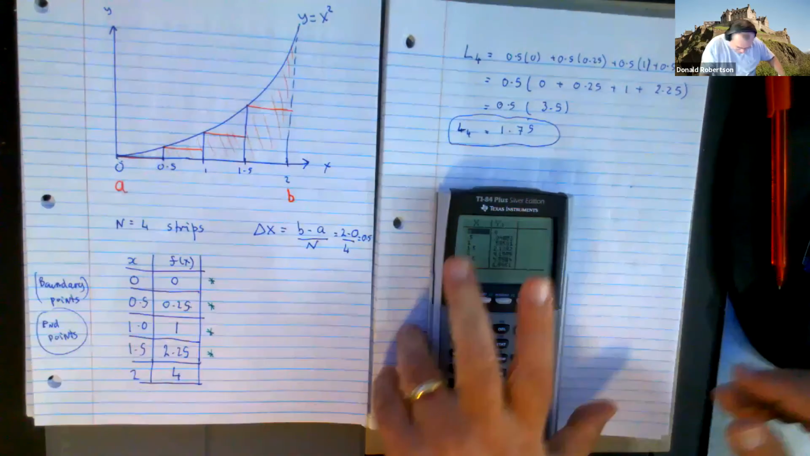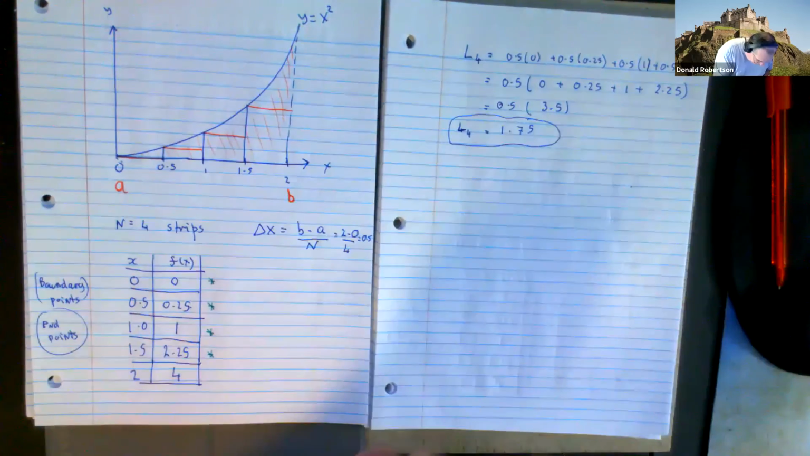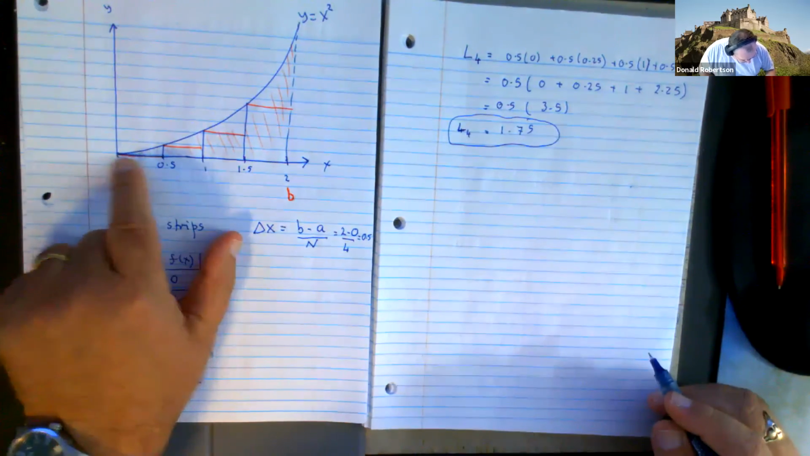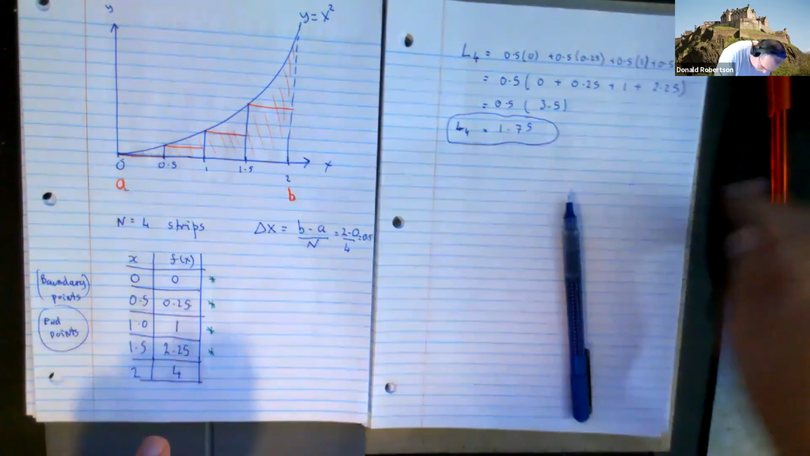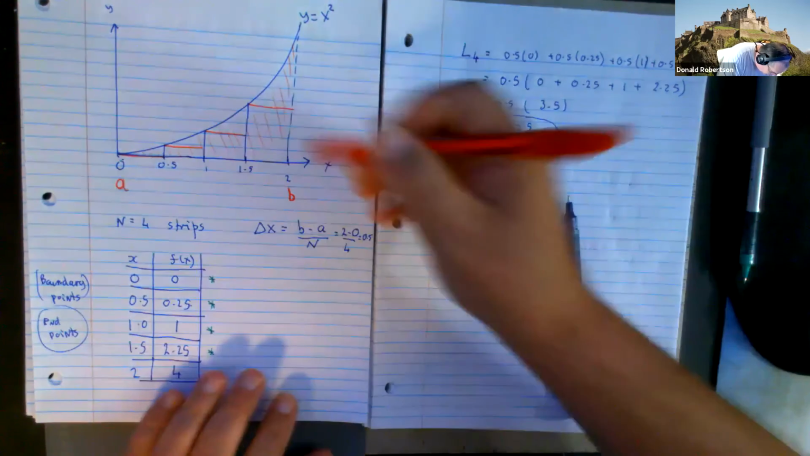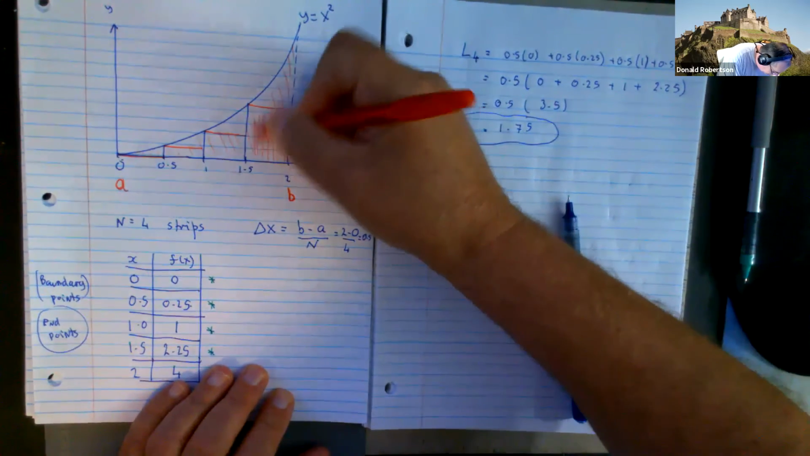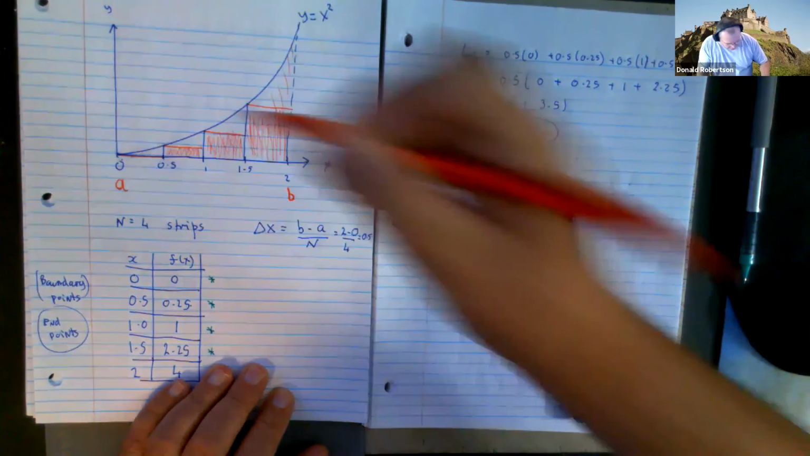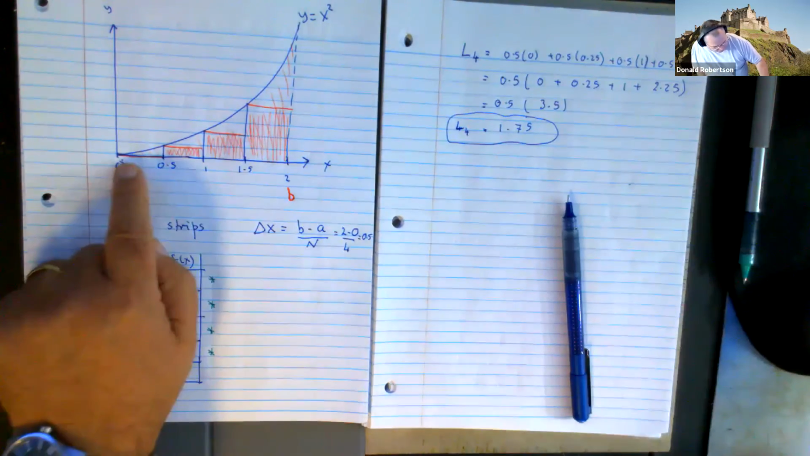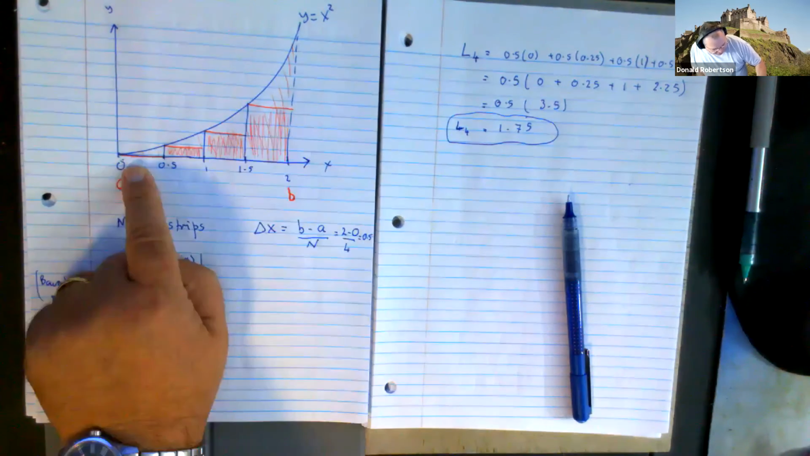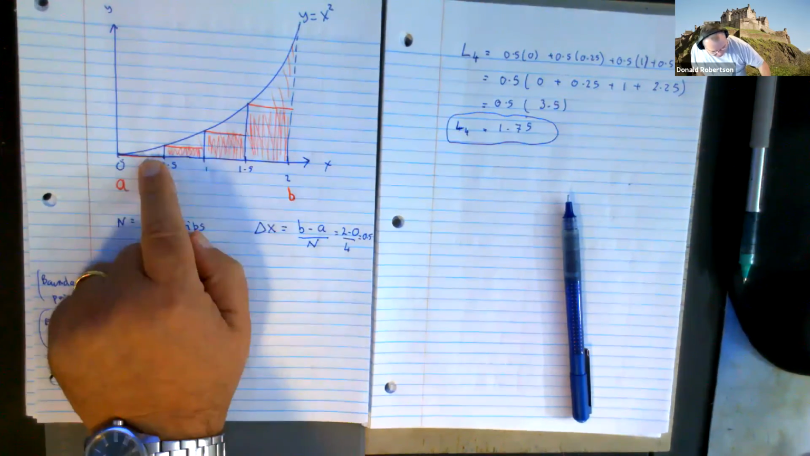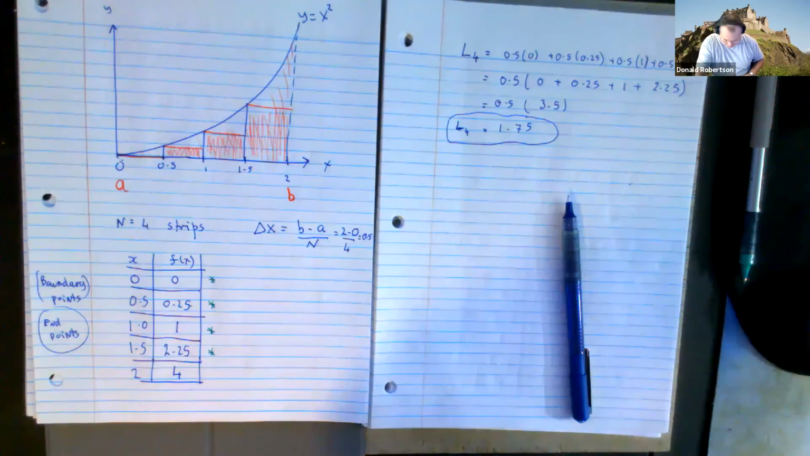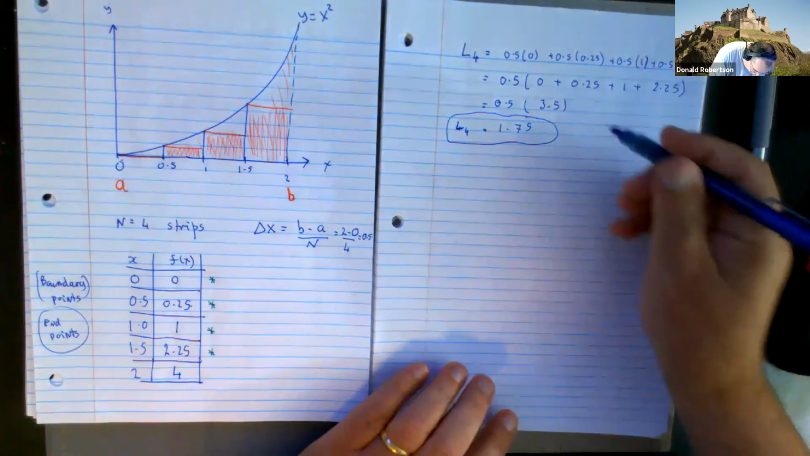So let's return back to our puzzle. That's L4. Now L4 is made up of these. I'm going to have to make them a little bit more noticeable. Would you agree that if I'm using these 4 rectangles, this answer is less than the real answer? Would you agree that these 4 add up to an area that's not as big as the real answer? We call that an underestimate.